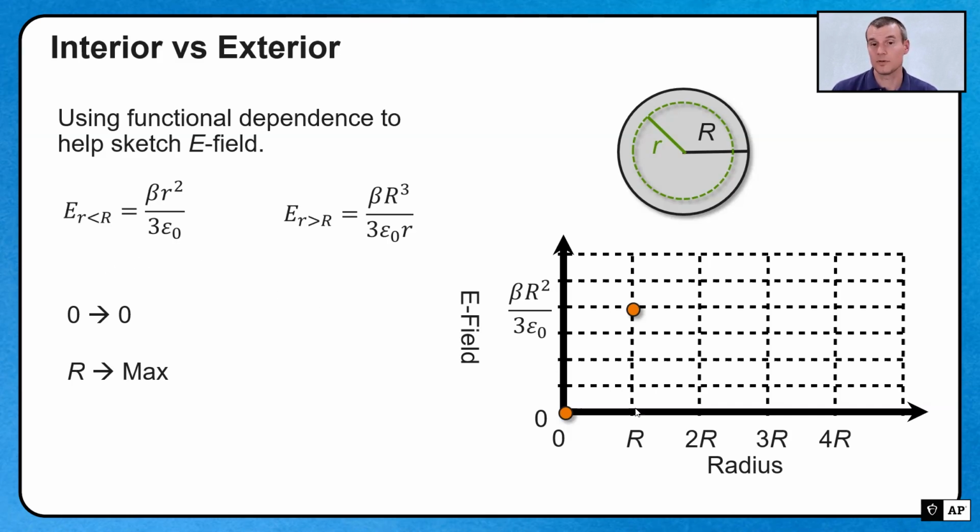But what do we do next? Well, to find out how to connect these, we want to use functional dependence as one option, where let's plug in a halfway point. If I plugged in half r here, half squared gives us 1/4. So my maximum value divided by 4 would put the point right there at the bottom.